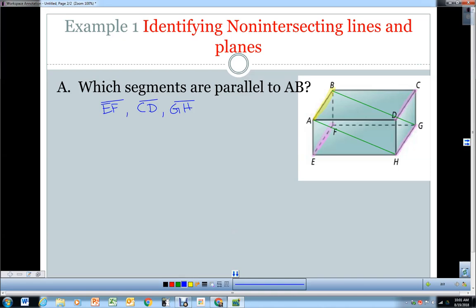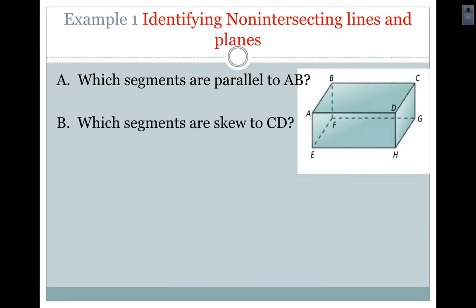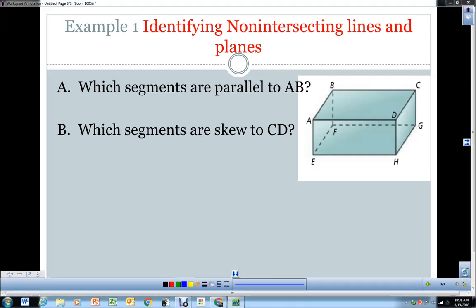All right, so let's look at the next question, part B. Which segments are skew to CD? Well, skew, once again, remember, it means it's not in the same plane. They're not going to intersect. So here's CD. Now let's go mark all the ones that would not intersect but are not in the same plane. Now remember, the segment should not end in a D or a C. It means they do intersect.